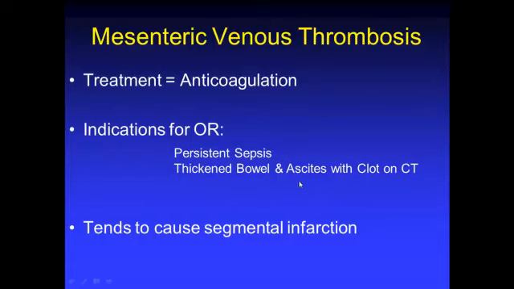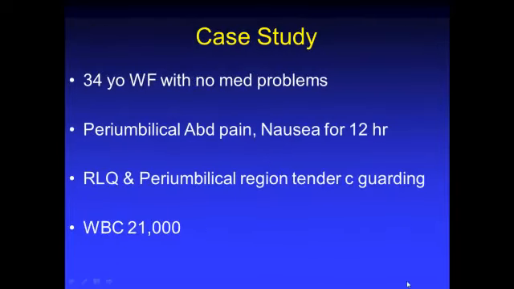The presence of significantly thickened bowel or ascites, particularly with an obvious clot seen on CT scan. And this, kind of like arterial emboli, tends to cause segmental infarction.